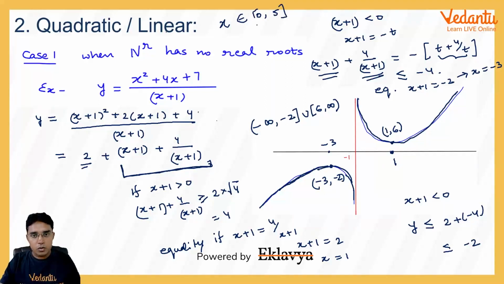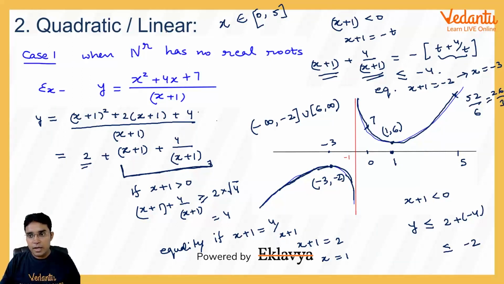Both sides are closed brackets, so 0 will be lying here and 5 will be lying here. At 0 you can find the value directly, it will be 7 only. And at 5, if you find it, it will be 25 plus 20, 45 plus 7, I think 52 upon 6. So this will be 26 upon 3.